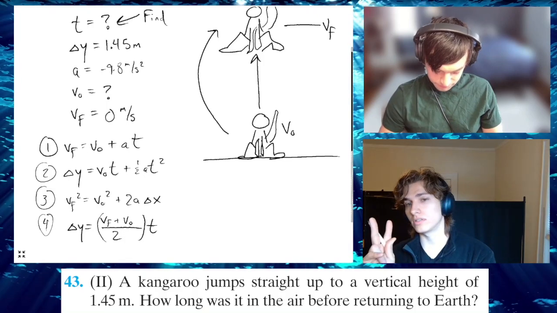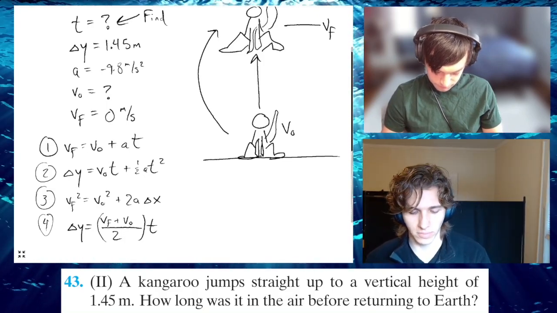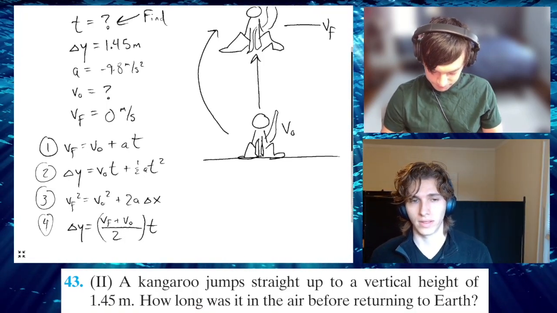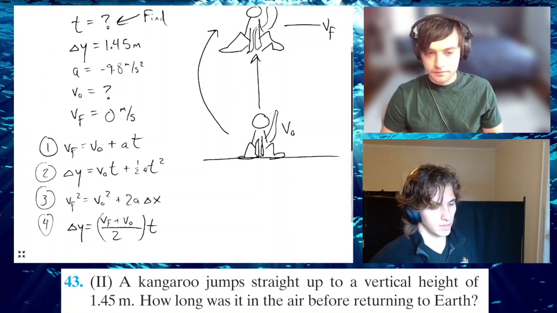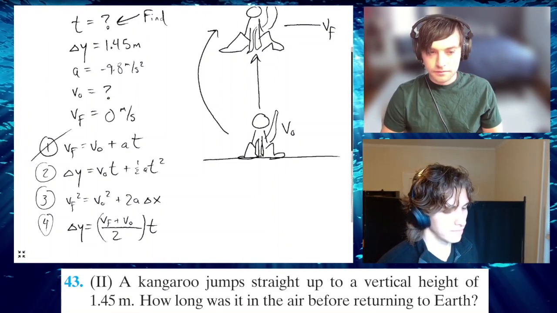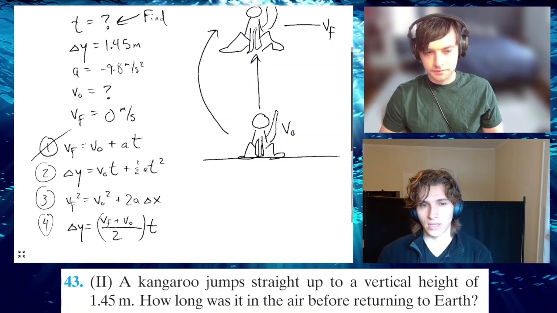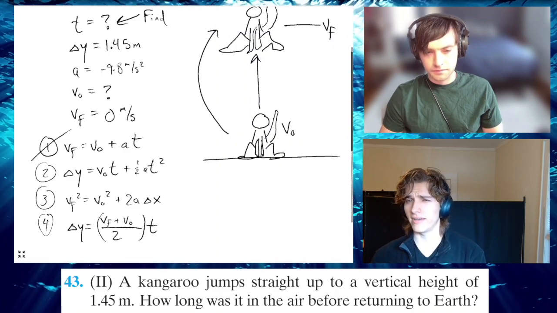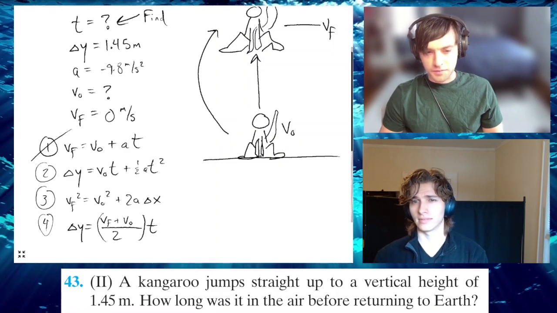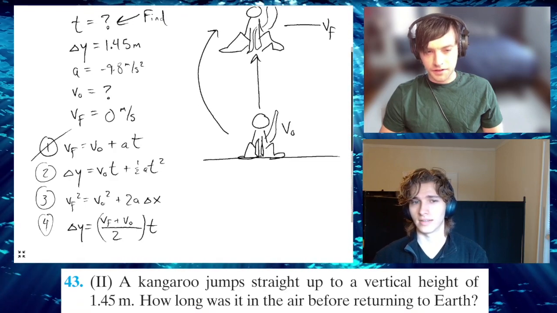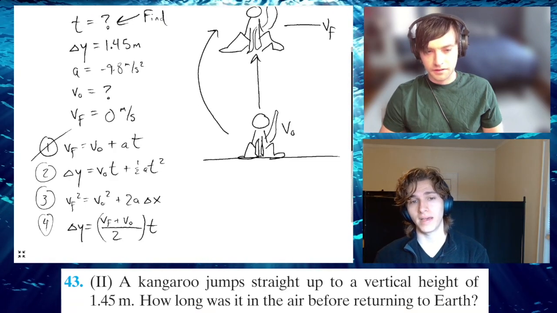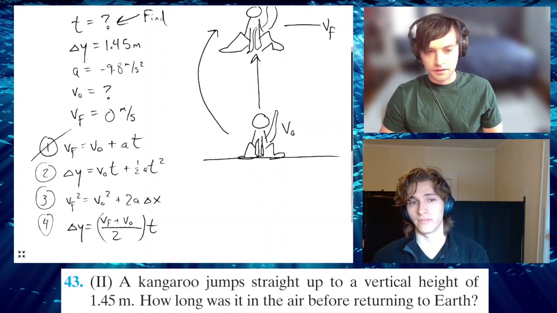Right, so since we have two unknowns, we can't actually use this one, can we? No. Let's try for the next one. What's the next one you want to try out? Could we try number 3? So, does number 3 have time in it? It doesn't, but could we use it to solve for v initial? Actually, yeah, that's not a bad idea. We could use it to solve for v initial.